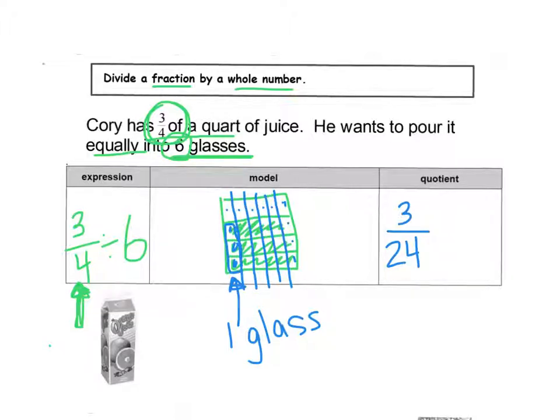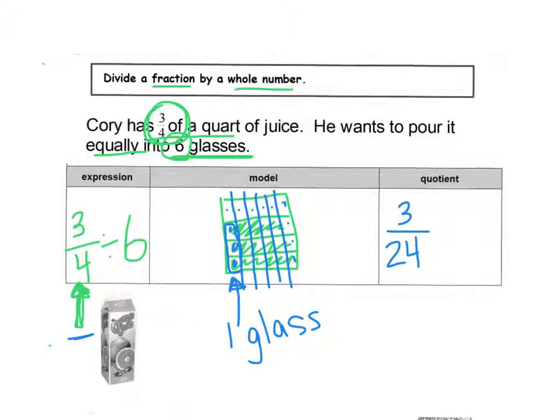Okay, so I'm going to say that one more time. First, we represented 3/4 of a quart of juice. So I drew my one big rectangle, split it into fourths, and shaded in 3/4. That's the green part. Then we went the other direction to divide it by 6, and I split my rectangle into 6 parts using my blue pen. Each column represents 1 glass of juice.